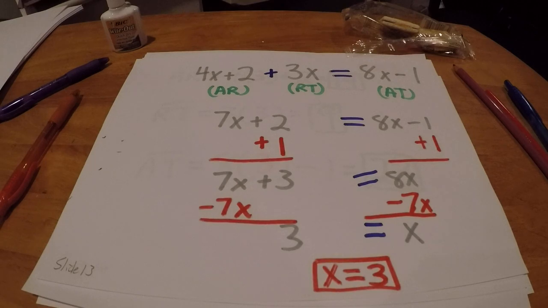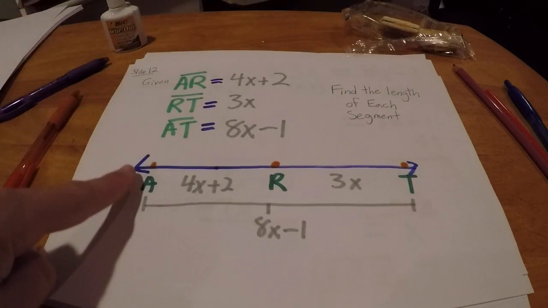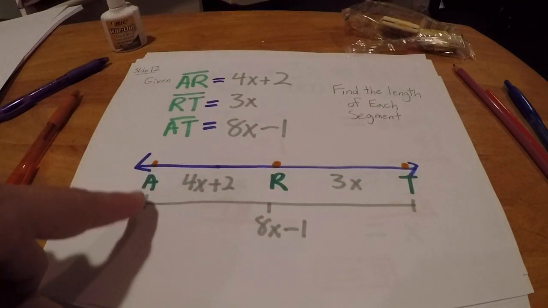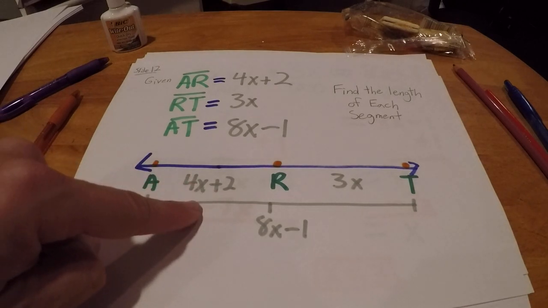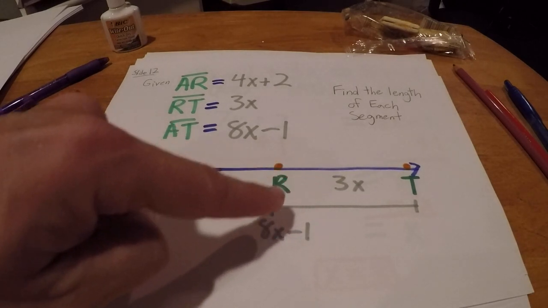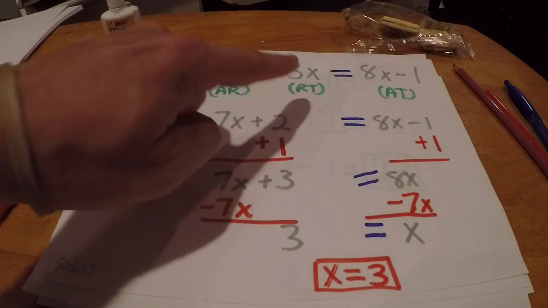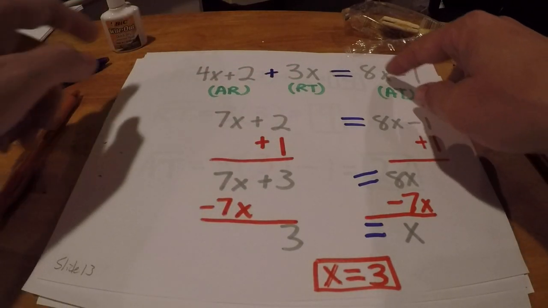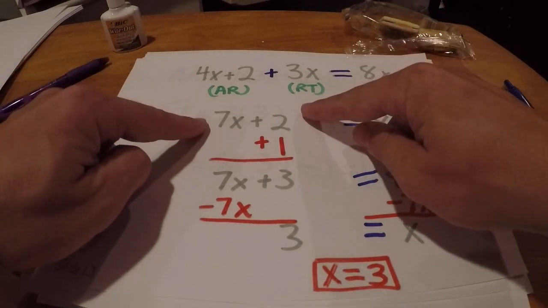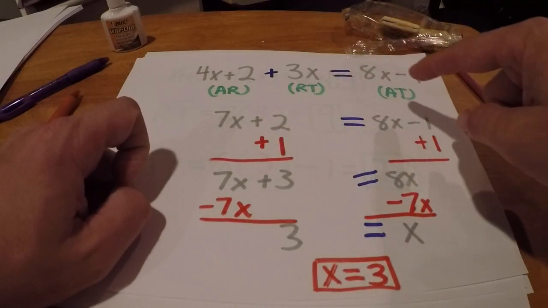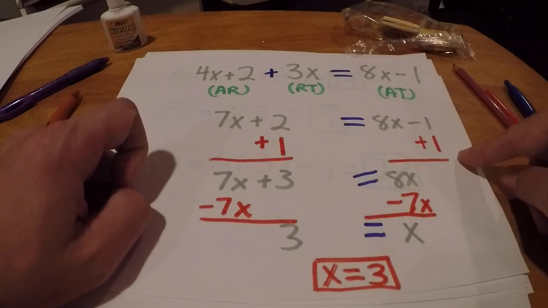If you remember from the picture, if you need a reference, here it is. We have AR and RT. Those are the two parts. AT is the whole. So 4x plus 2 plus 3x equals 8x minus 1. So the two parts equal the whole. First things first, combine like terms. 3x and 4x get us 7x. Plus 2, nothing else added to the constant, equals 8x minus 1, untouched.